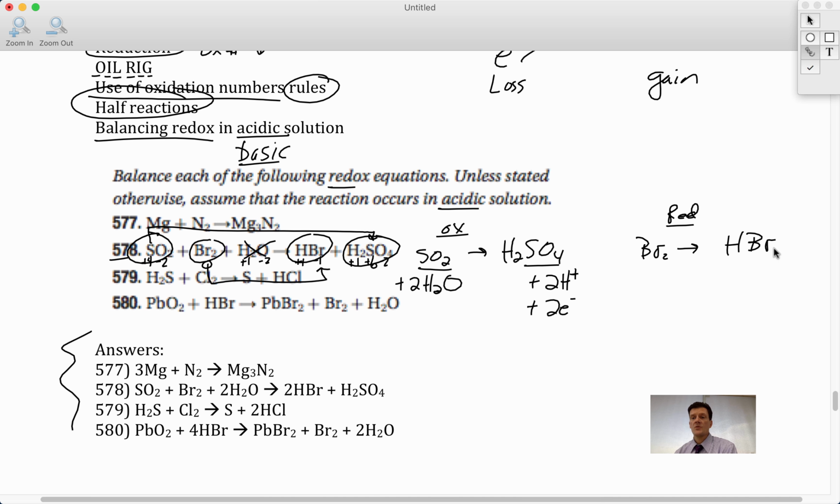Br, and there's only one Br on this side. So let's balance that by putting a 2. I balance the Brs. Next I would balance oxygen, but there is none. Then I balance the H's. So there are 2 there, so I'm going to add 2H+ on this side.